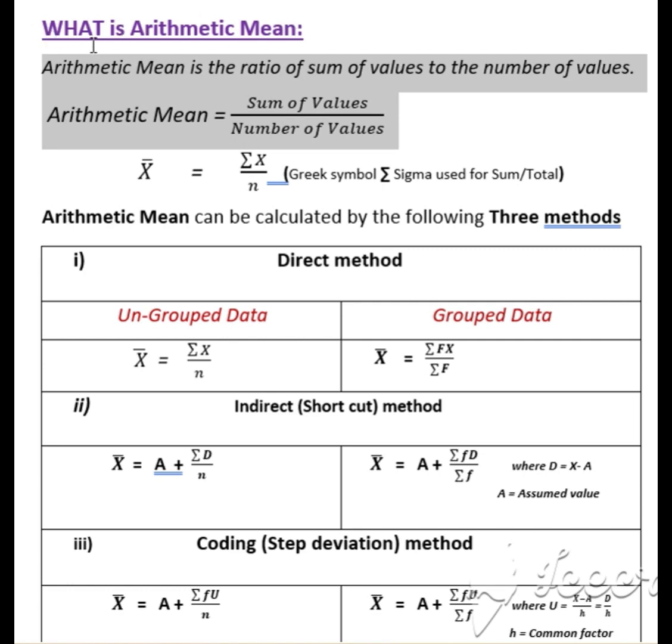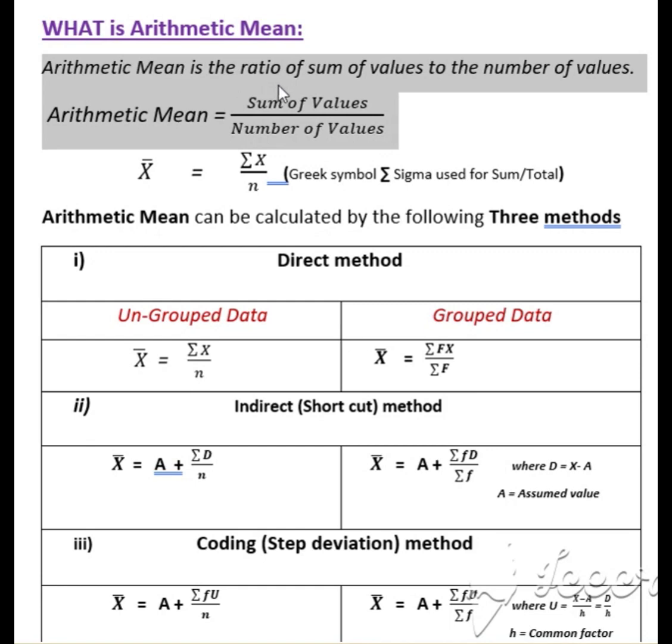So first of all, what is arithmetic mean? This is the basic definition of arithmetic mean. Arithmetic mean is the ratio of sum of values to the number of values. So arithmetic mean is equal to, it is the ratio. Ratio means when one number is divided by another, that is called ratio. For example, a divided by b is called a ratio. So arithmetic mean is a kind of ratio.